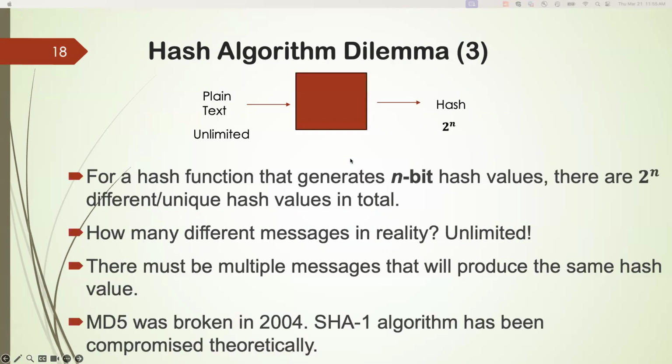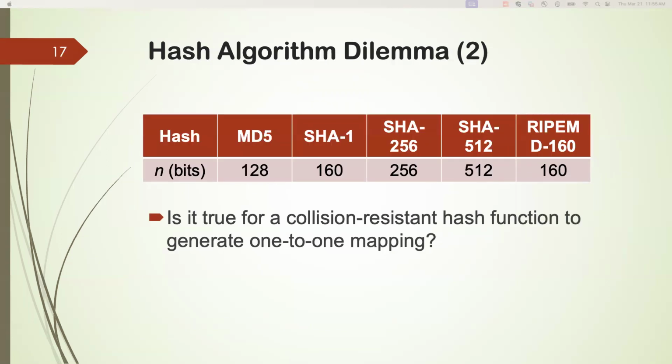In fact, the MD5 algorithm was broken in 2004, and the SHA-1 algorithm is also broken theoretically. With the advancement of quantum computing, we will see in the next decade or so that some of these algorithms that we see as secure now will be broken, they will start colliding, or we will see hash collision with these algorithms as well.